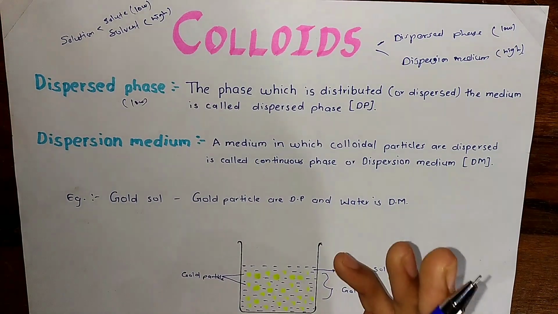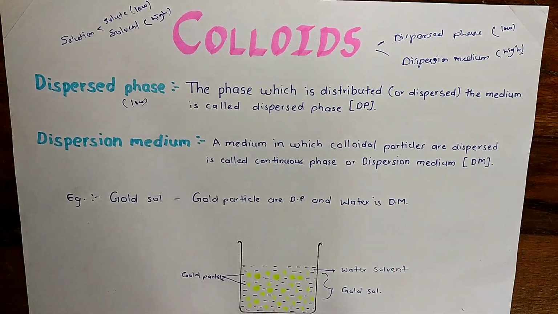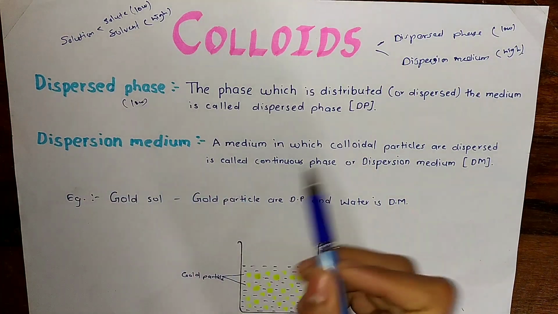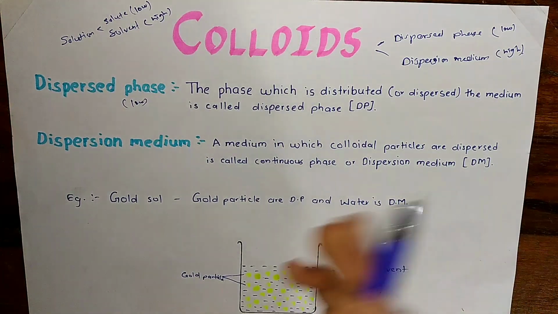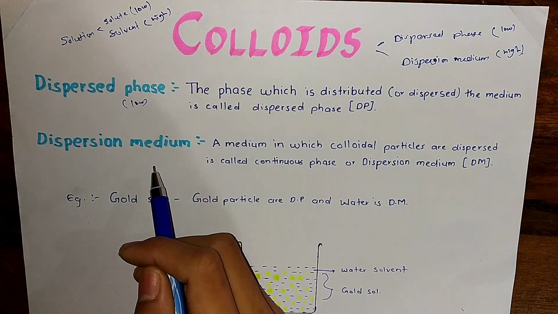Dispersion medium means a medium in which the dispersed phase will be dispersed. The dispersed phase will be dispersed in the medium. That medium is called the dispersion medium.